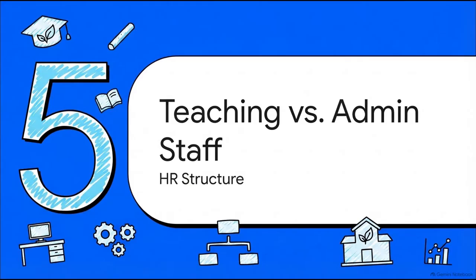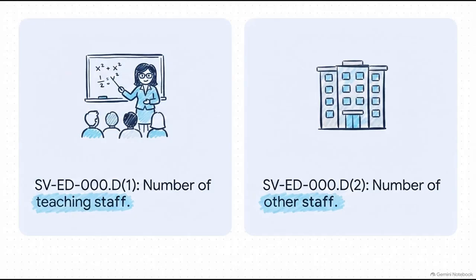Section 5, teaching versus administrative staff, giving us a look at the HR structure. For metric D, institutions are required to juxtapose their personnel by reporting 2 separate numbers. First, the number of teaching staff, and second, all other staff. This establishes an immediate operational ratio. Are we looking at an institution heavily invested in educators, or one with a massive, sprawling administrative footprint? When you're trying to evaluate where tuition dollars are actually going, this breakdown is incredibly revealing.